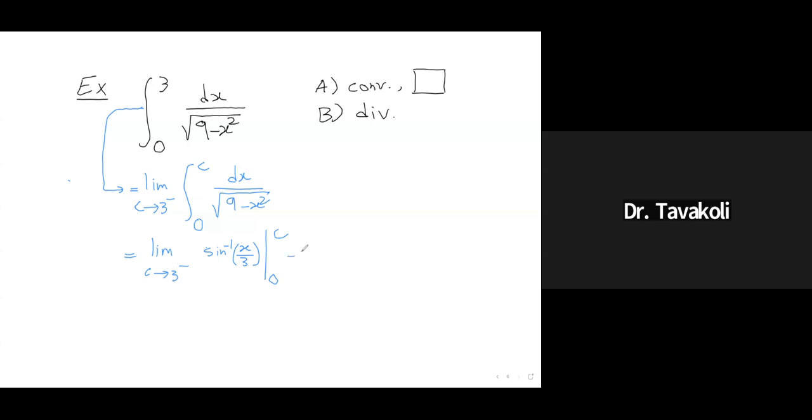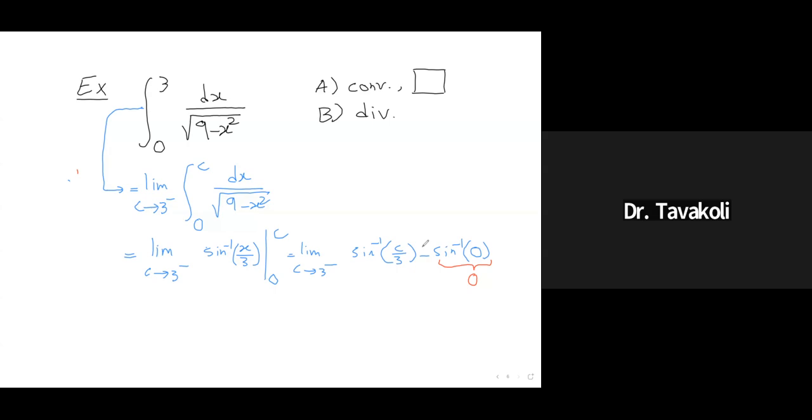Okay, now the limit as c approaches 3 from the left side, sine inverse of x over 3 evaluated at c becomes sine inverse of c over 3 minus sine inverse of 0 over 3, which is just a 0. From pre-calculus, do you remember what sine inverse of 0 was? That was quite simple. It is 0. How about the other one? Any suggestion?